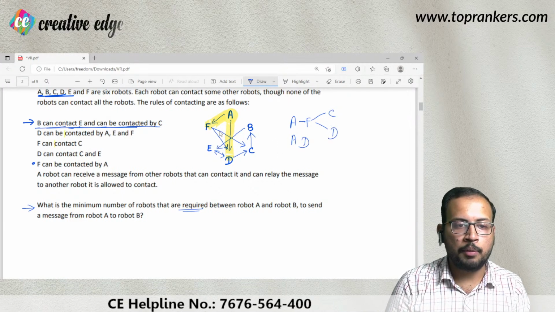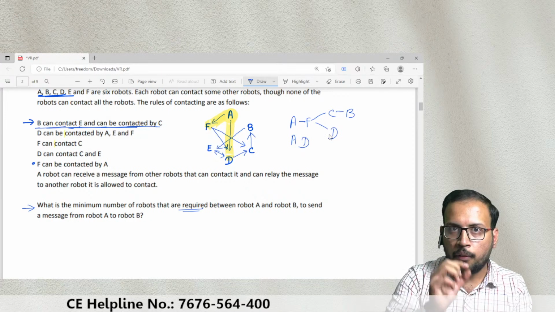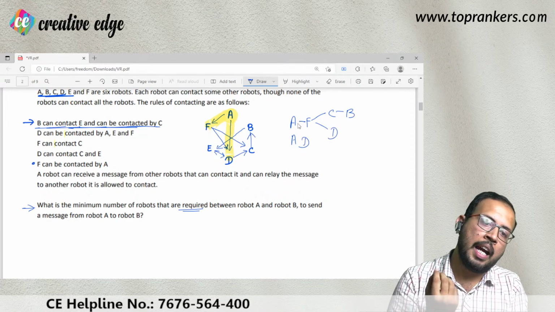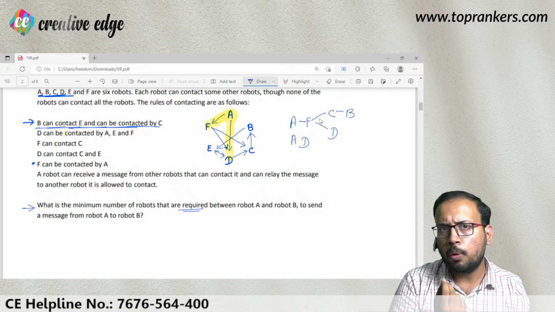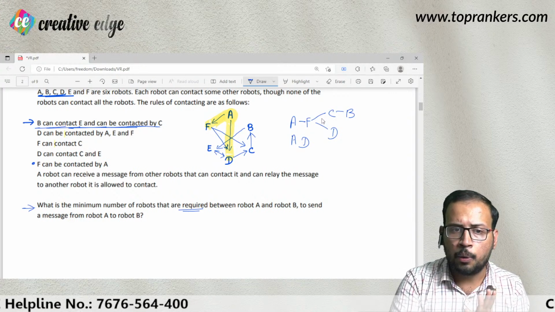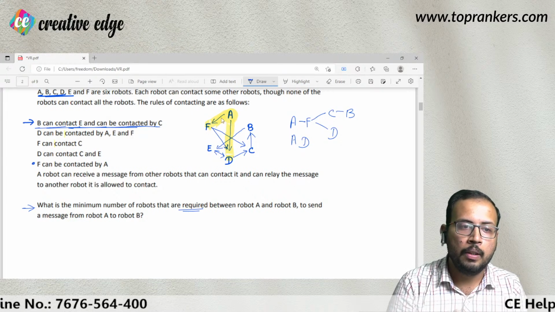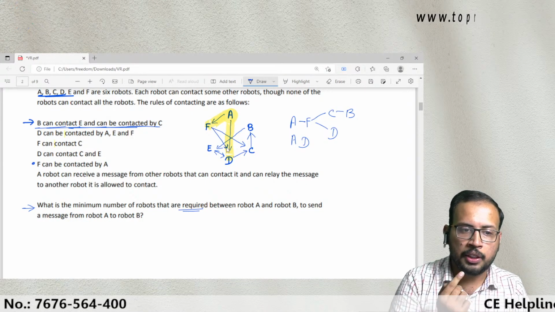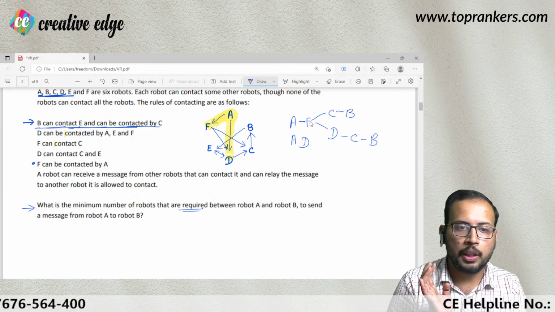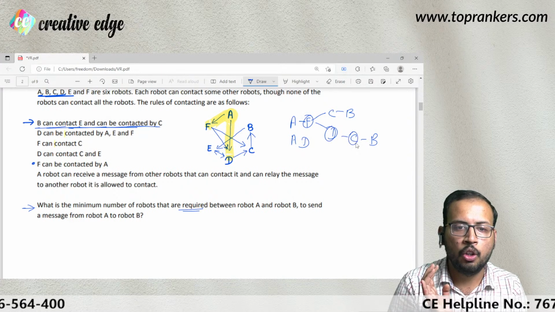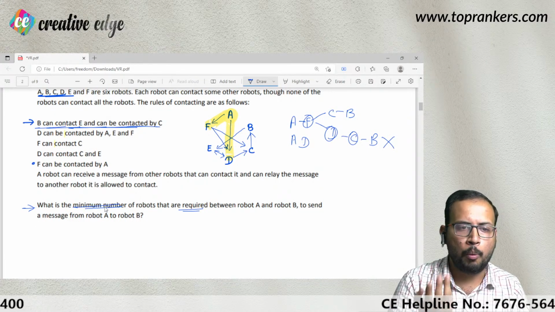Now suppose if I'm sending it to C, then from C I can send it to B. That means from A to B, I have used F and C in between. So minimum two robots are required in this scenario. Will this be the case with D too? Two robots are already used: A to F, F to D, then D to C and then C to B. So you can see that you are using three robots here. Obviously, this should not be chosen because we have to find out the minimum number of robots.